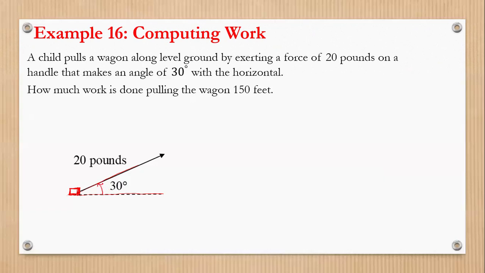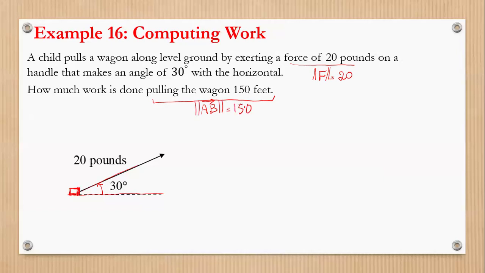We want to see how much work is done pulling the wagon 150 feet. When it says pulling 150 feet, that means moving the object from point A to point B, or the vector AB, it's 150. Force is 20, that means the vector F is 20. But not the vector, a vector cannot be equal to a number. The magnitudes of those vectors are 20 and 150. Okay.